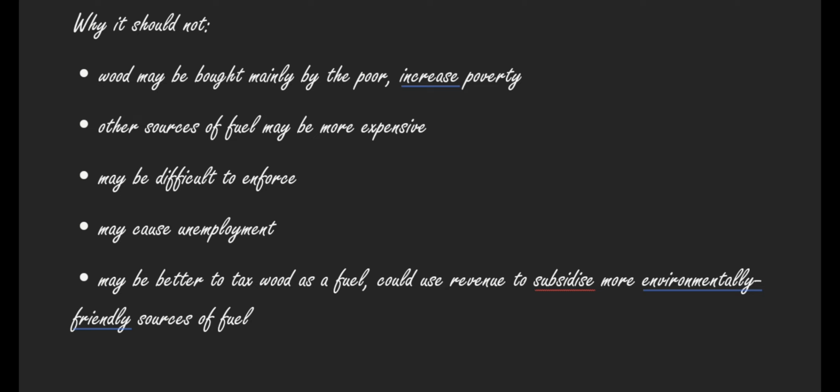Then, other sources of fuels may be more expensive, so that could again not be sufficient for the whole country, which will increase inflation. It may be difficult to enforce as a lot of people are burning the wood. It may cause unemployment for the people that are working in firms that cut down trees. It may be better to tax wood as a fuel, and the government could use that revenue to subsidize or basically help promote more environmentally friendly sources of fuel.